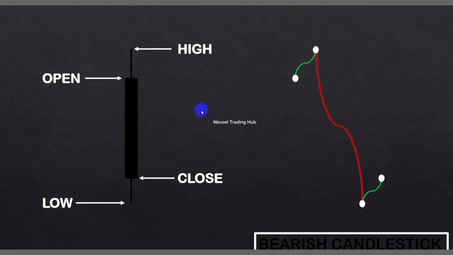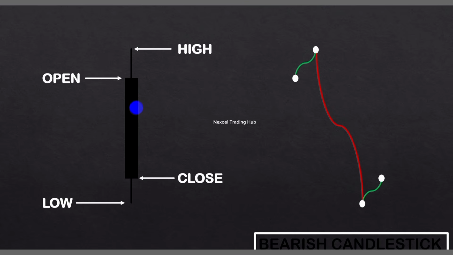So you must understand that the bearish candlestick opens at the top and then closes at the bottom. The bullish candlestick opens at the bottom and then closes at the top because it is an uptrend market. The bearish candlestick is a downward movement of price to the downside, meaning the open will be at the high and then we have the fall of price to the downside.